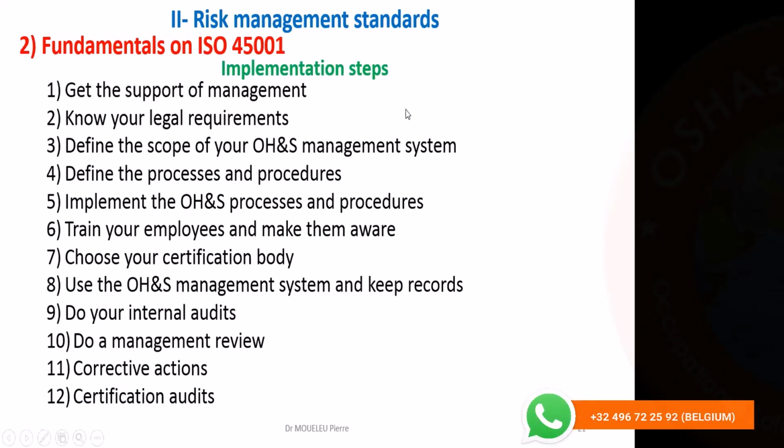You should be able at the end to say that, okay, we have 45% of compliance, we have 60%, and so on. And for the rest for which you are not compliant, you should have an action plan to address and to have the result. You should define the scope of your occupational health and safety management system. You should define the processes and procedures, implement occupational health and safety processes and procedures, train your employees and make them aware of all risks in your company, of all the processes that should be followed. Choose your certification body. What should be the organism that will come and certify your company? Are you going to work with Bureau Veritas, with SGS, and so on?